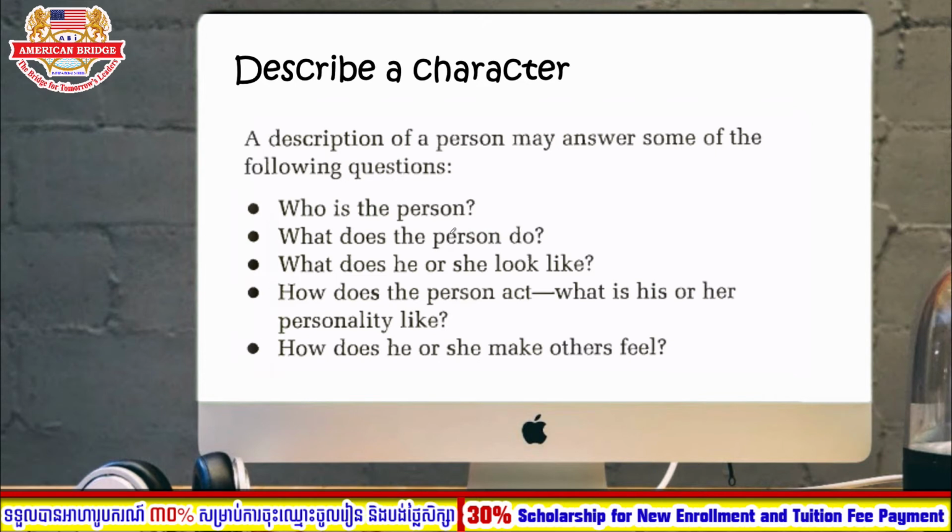To describe a person, there are some questions for you to think of when you write a descriptive paragraph. Who is the person that you are describing? What does the person do? What is his or her job? What does he or she look like? We talk about the appearance. How does the person act, about the characteristics? What is his or her personality like? How does he or she make others feel? These questions are very useful when you are writing a descriptive paragraph to describe someone that you like or you don't like.